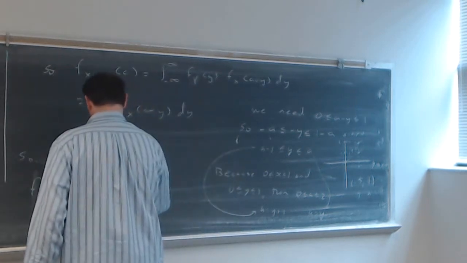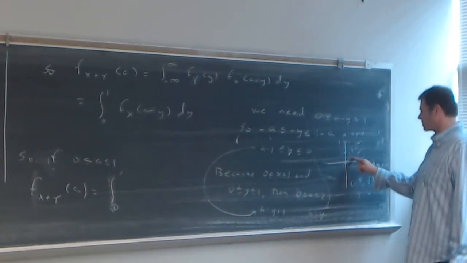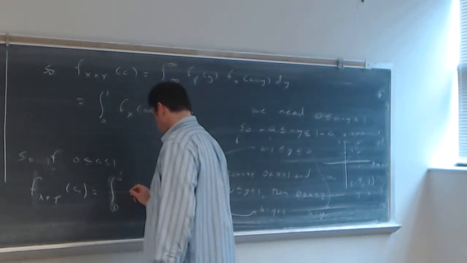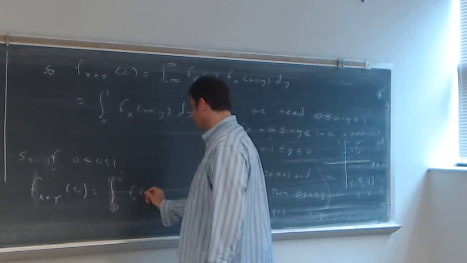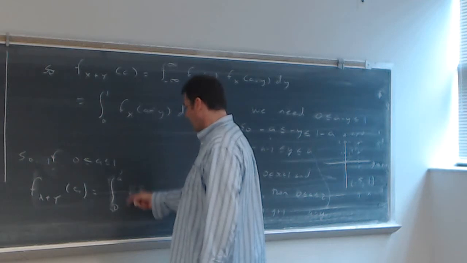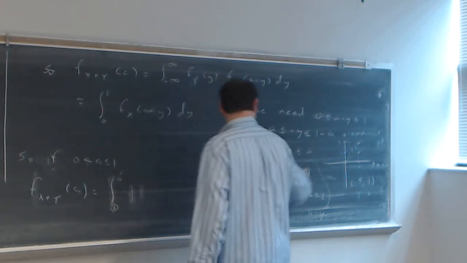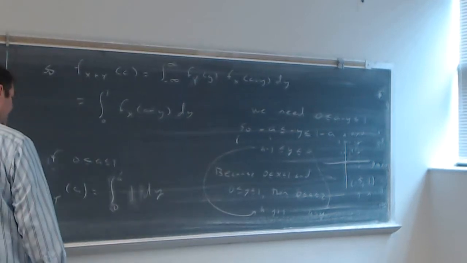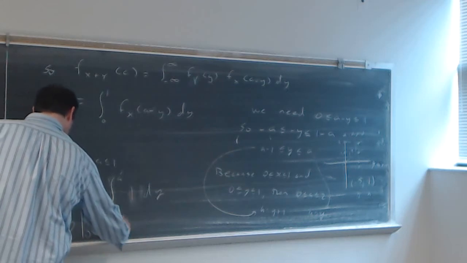I'm sorry. Yes, that's right. Interval from 0, as we said. So if a is between 0 and 1, the y values run from 0 to this line, which is a. Here's where we are. So I have f sub x of a minus y. But f of x of a minus y, remember, is either 0 or 1. So it's 1 in this region, dy. And that is equal to y evaluated from 0 to a, which is just equal to a.